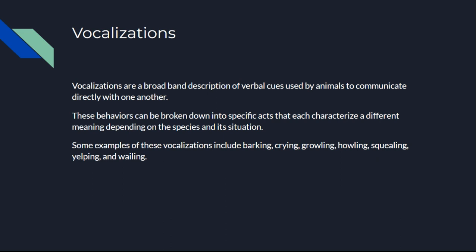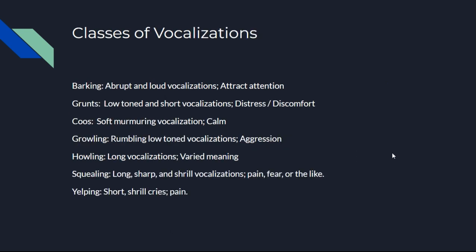In short, vocalizations can be characterized in many different ways, and each has a unique meaning and context. In the next few slides, we will go in depth into each of these verbal cues and what they may mean. So to start, we will define a couple of different vocalizations in terms of classes. These classes vary in tone, duration, and meaning depending on the species it's derived from.